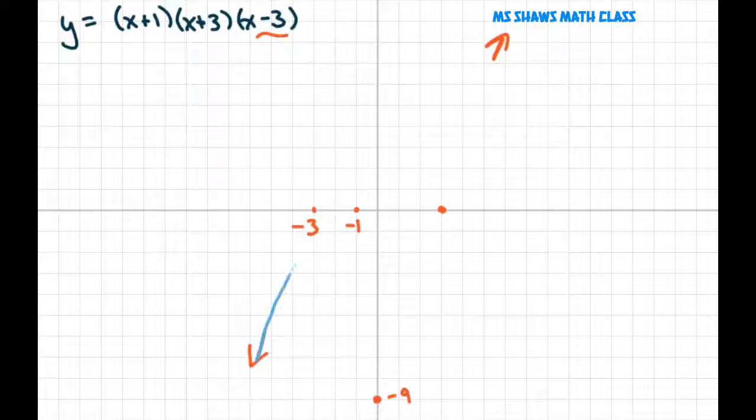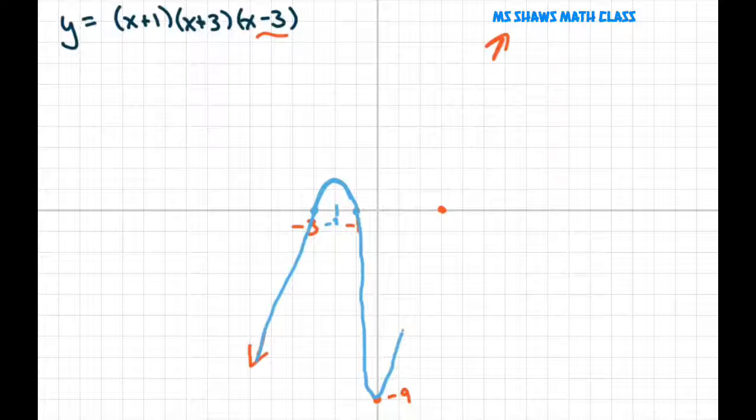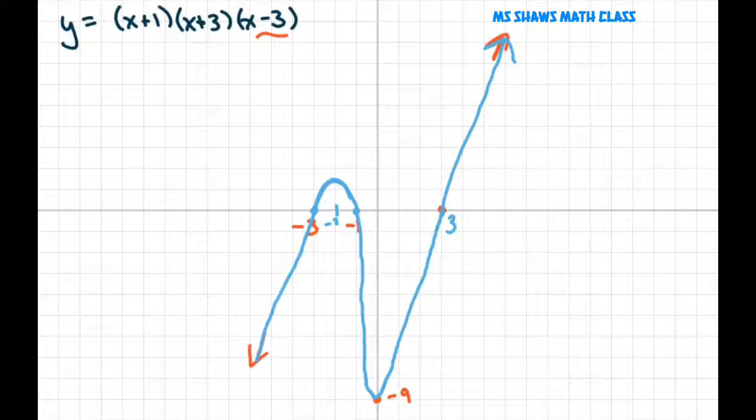Now what we're not doing in this video is doing the mins and maximums. So you're just going to have to kind of make something like that. If you want to plug in negative 2 and get that, you're welcome to do that. Now, we can cross here, go to the y-intercept, come back up through 3, and that's it. There's your graph.